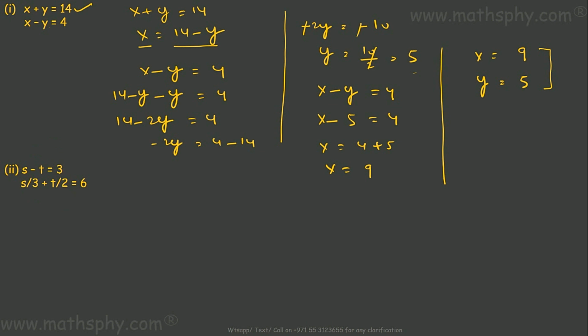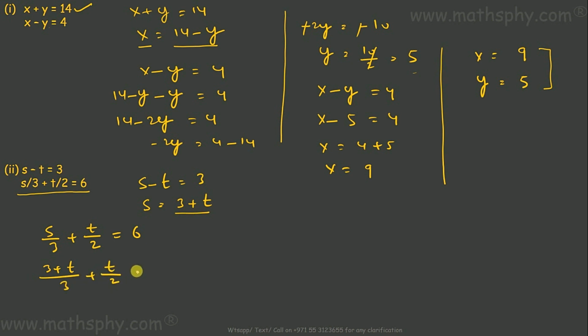Let's work on this. Let's take the easy equation. s minus t equals 3. So s would be 3 plus t. Now I'll use this equation, s over 3 plus t over 2 is equal to 6. I have s equal to 3 plus t. So this s is replaced with this: 3 plus t over 3, plus t over 2 equals 6.